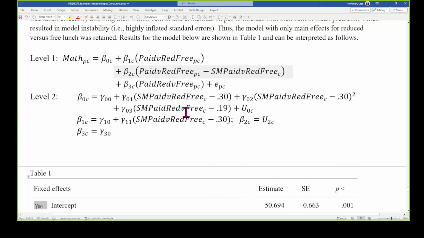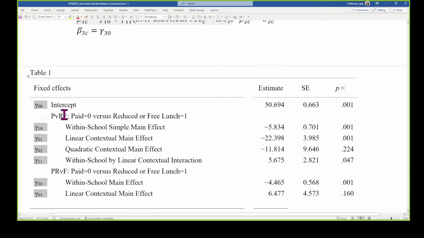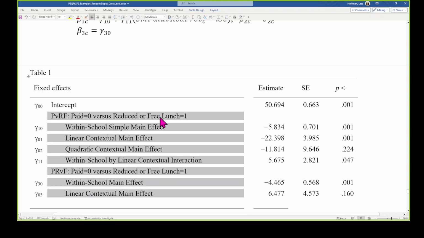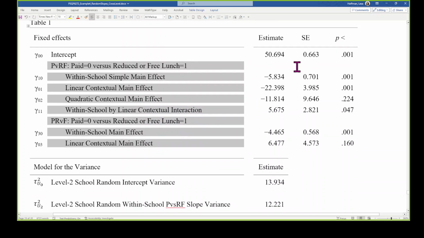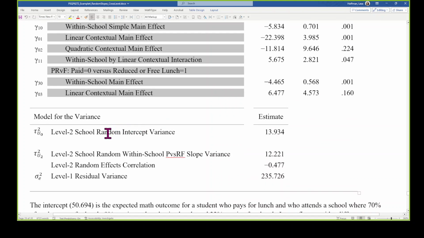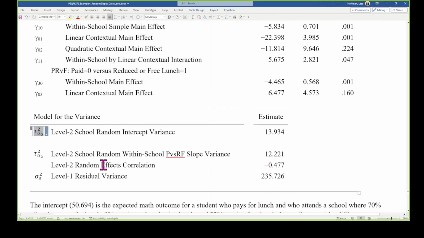If you have an equation, then you can tie the parts of the equation back to the words that they mean. The Jonathans in the world will ignore my words and just focus on this column, and the rest of us will ignore the gammas and focus on this column, and then everybody's happy. So I've got estimate, standard error, and then a p-value column here. I also have my variance components along with the symbol that goes with them.